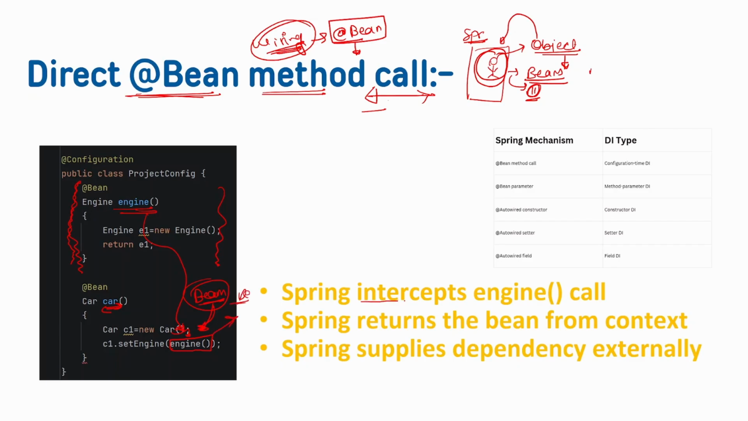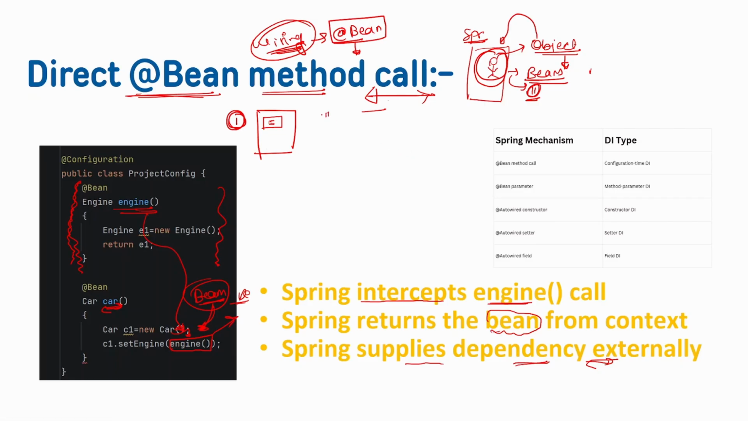So what happened: Spring first intercepts the engine call, Spring returns the bean from the context, and Spring supplies the dependency externally, therefore it is an example of dependency injection. So let's see what happens in step one. In the first step, the engine bean is created and added to the Spring context.